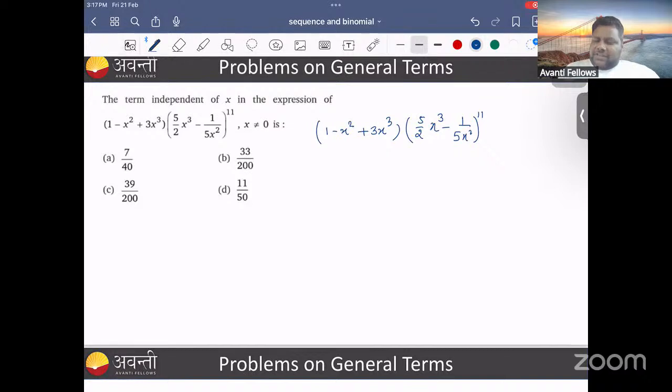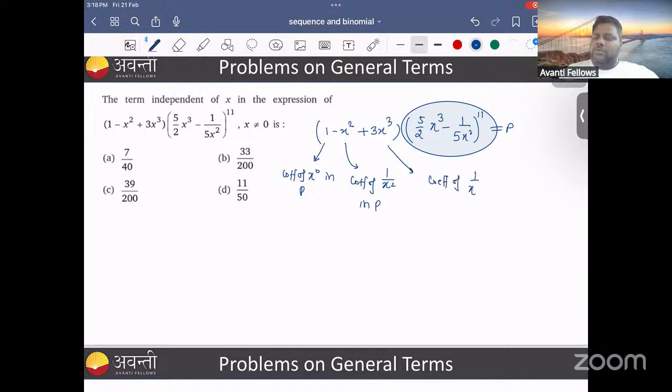That means with this term, with 1, you want the coefficient of x to the power 0. Say I call this expression p. You want the coefficient of x to the power 0 in p. With this term, you want the coefficient of 1 upon x^2 in p, so that x^2 cancels out and you get a term independent of x. And with this, you get the coefficient of 1 by x^3 in p. Am I correct?